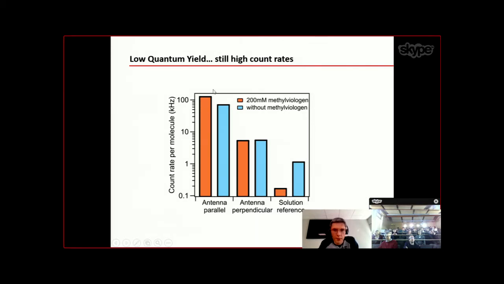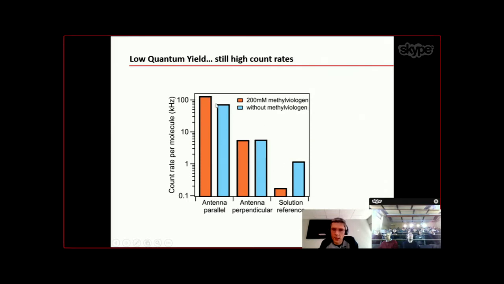With the antenna, and you have to focus on these things, we are going to get this one enhanced by 1,000-fold, okay, 3 orders of magnitude. We're going to take this one, because it has a higher quantum yield, it will benefit less, so the enhancement is going to be a bit less. But at the end, the message is that the count rates are still super high, still much higher than whatever you can have in the solution reference. And actually, it's even slightly better. I'm still a bit surprised by this result, but still better with a low quantum yield dye.